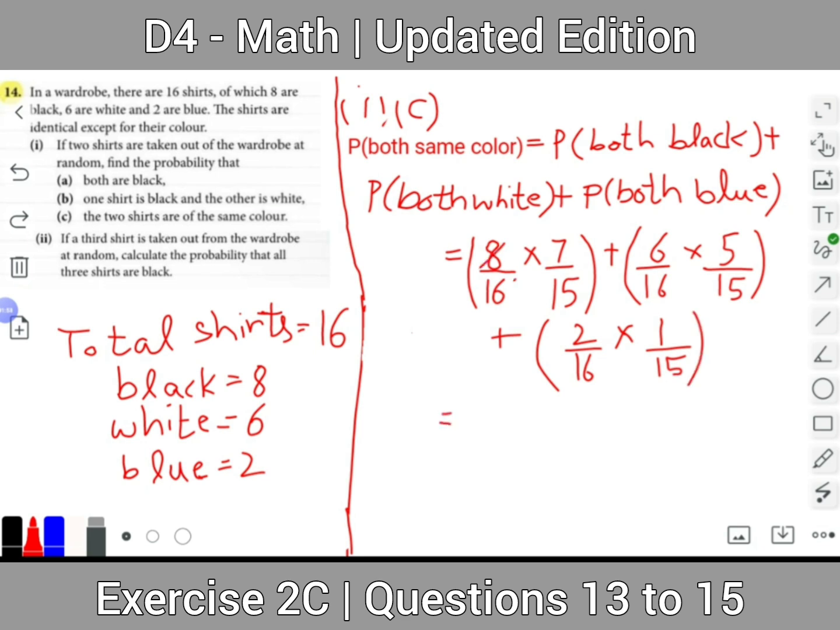Now we will simplify. Here we have 1 over 2, and here we have 3 over 8, and here we have 1 over 3. After further simplification, here we have 1 over 8. So now we have 7 over 30 plus 3 over 24 plus 1 over 120.